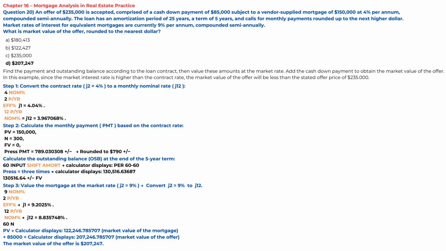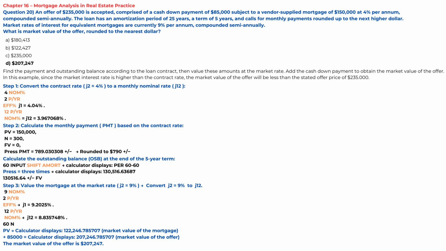Calculate the outstanding balance OSB at the end of the 5-year term. 60. Input Shift Amort. Calculator displays 1 to 60. Press equal sign 3 times. Calculator displays 130,560.6387, 130,560.64 plus/minus sign, and then FV to round off FV.